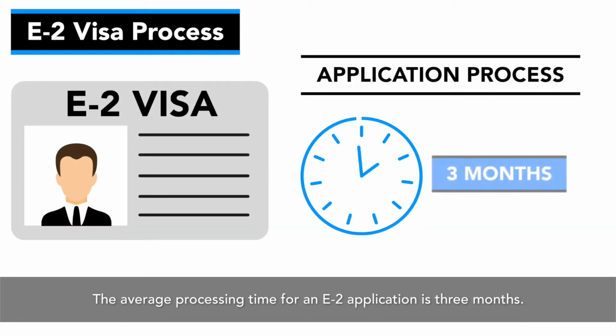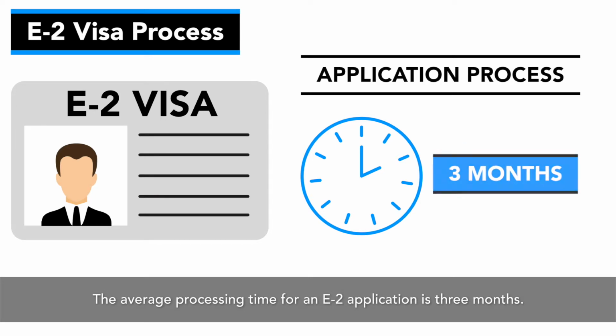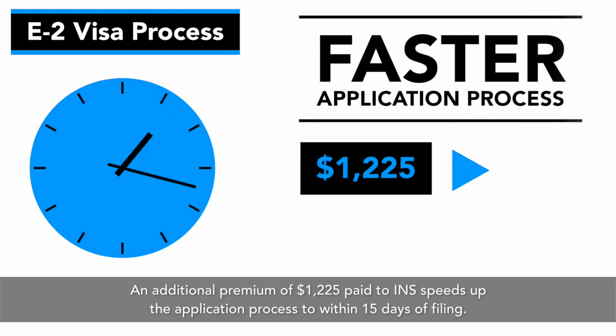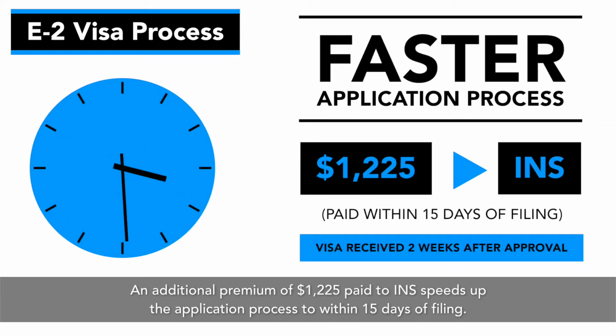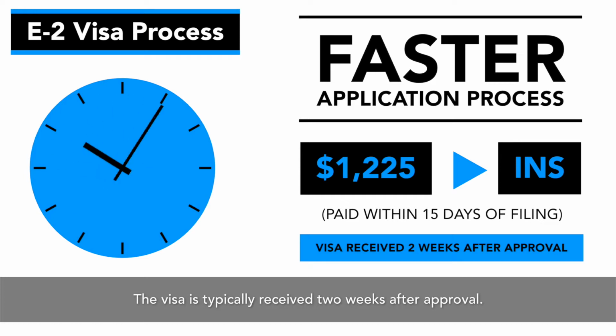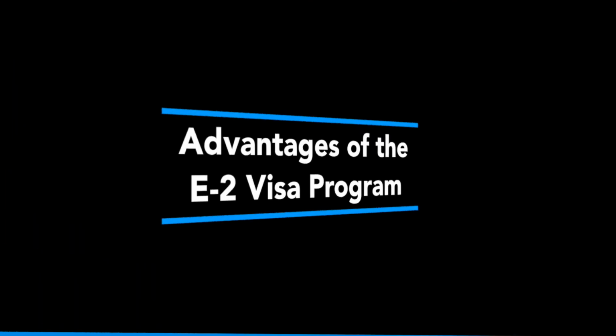The average processing time for an E-2 application is 3 months. An additional premium of $1,225 paid to INS speeds up the application process to within 15 days of filing. The visa is typically received 2 weeks after approval.